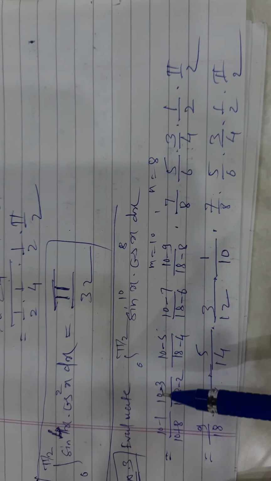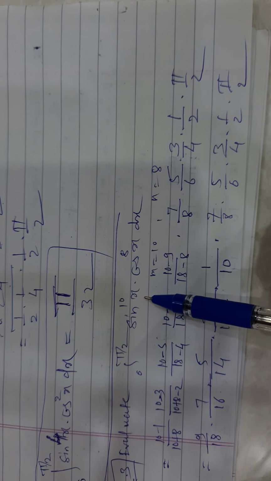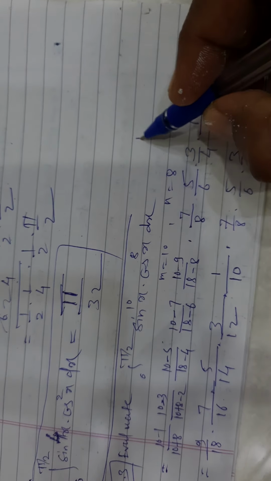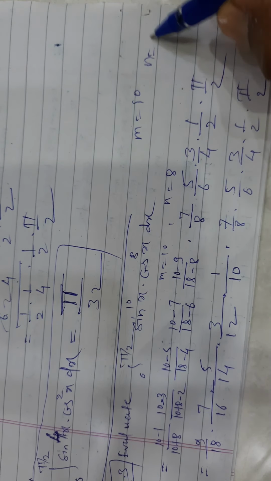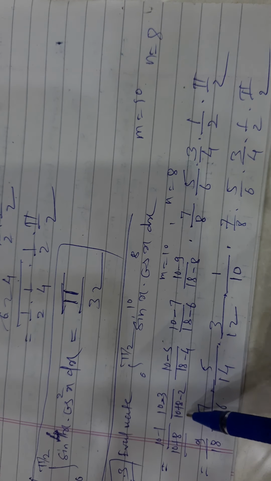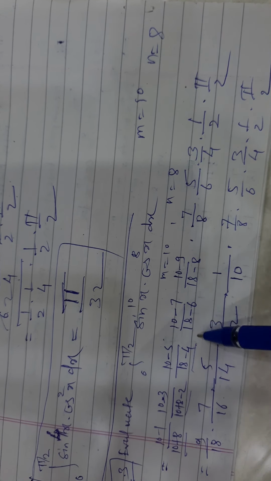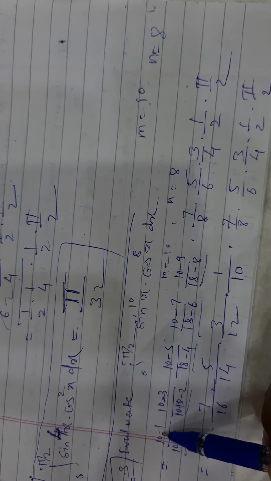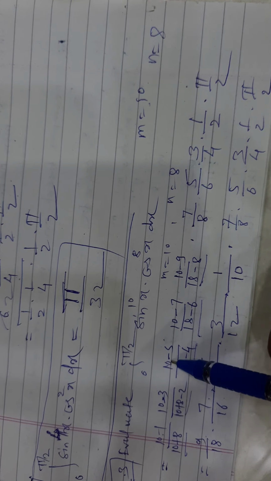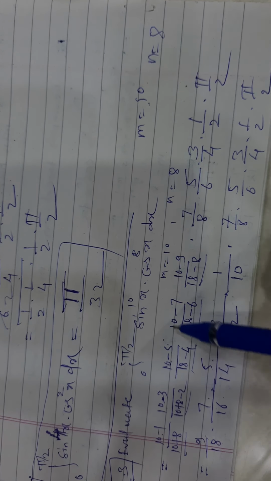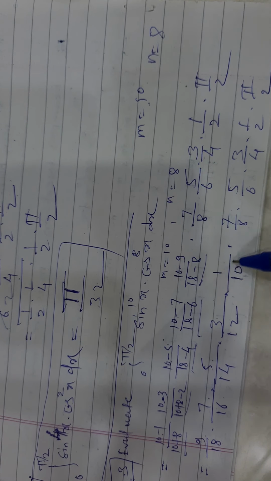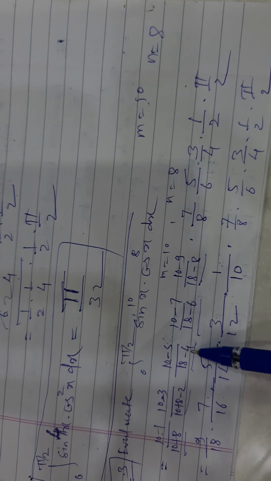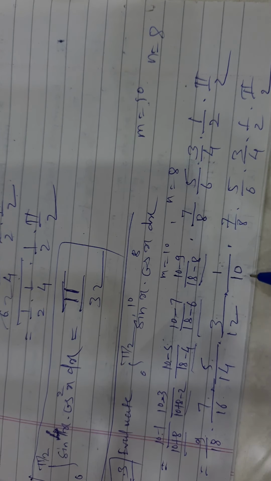Next, evaluate integration from 0 to pi by 2 sin raised to 10x into cos raised to 8x. Here m is 10 and n is 8. M plus n is 18, 18 minus 2, 18 minus 4, 18 minus 6 and 18 minus 8. Why did we stop here? This is 10: 10 minus 1 is 9, 10 minus 3 is 7, 10 minus 5 is 5, 10 minus 7 is 3, 10 minus 9 is 1. We cannot go ahead of this, so we stopped at 18, 18 minus 2, 18 minus 4, 18 minus 6 and 18 minus 8.